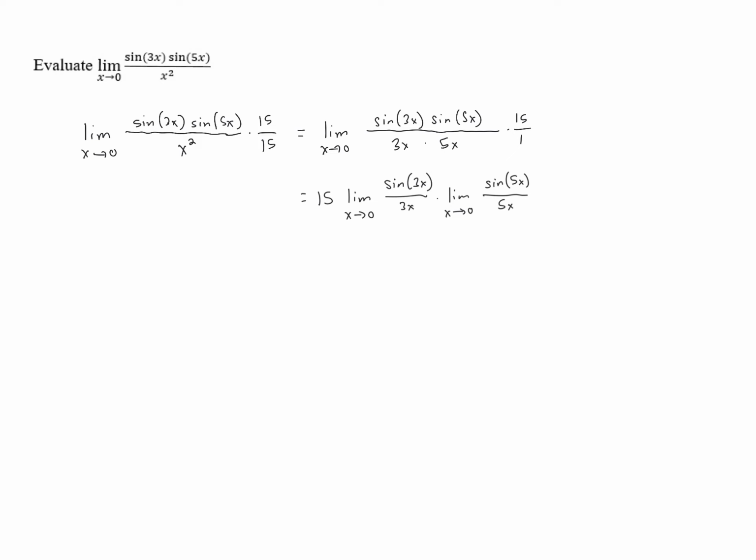And I think we've looked at enough examples now that you'll know that both of these limits are equal to 1. We could make u and v substitutions, letting u be 3x and v be 5x. But we know that as x goes to 0, so does 3x and so does 5x. So we know that those are going to work out. Both of those limits are going to be equal to 1. And 15 times 1 times 1 is 15.